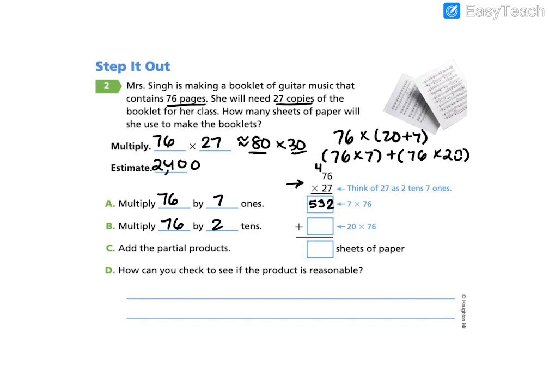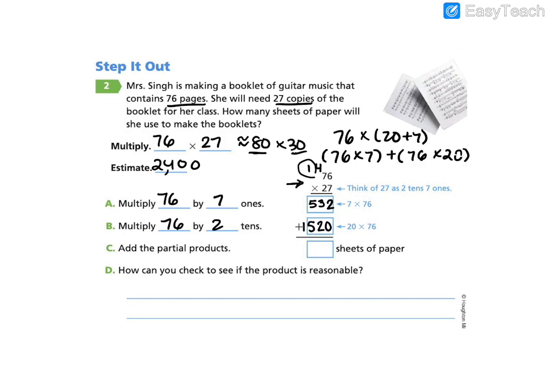So 2 tens times 6 is equal to 12 tens. Okay, 12 tens is equal to 120. So I know that I have 2 tens, 100, and 0 ones. Now I'll multiply 2 tens times 7 tens. 2 tens times 7 tens is equal to 14 hundreds plus my 1 remaining hundred is equal to 15 hundreds.